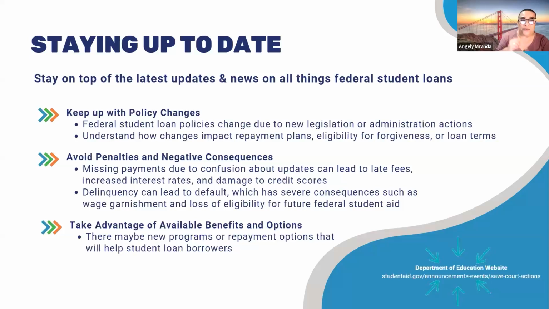You want to understand how these changes can actually impact repayment plans, also eligibility for forgiveness programs that are out there, and loan terms as well. Staying on top of the latest will also help you avoid penalties and any negative consequences that come with that. For example, missing payments due to confusion about any updates can lead to late fees, increased interest rates, and even damage to your credit score. Delinquency is huge, right? Delinquency can lead to default, which has severe consequences like wage garnishment and loss of eligibility for future federal aid. You could also take advantage of anything that's available in terms of benefits, right? There may be new programs or new repayment options that will help student loan borrowers in the end with more affordable payments.